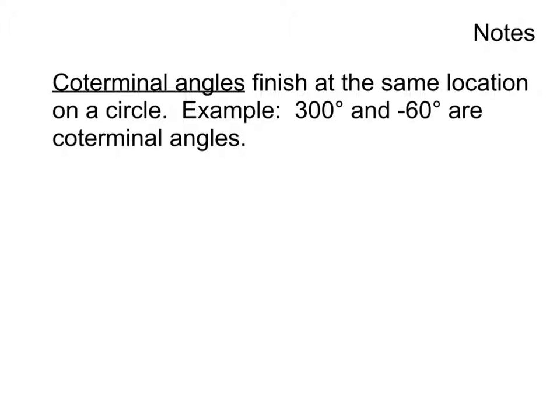And so the idea of coterminal angles is that since they finish at the same location on a circle, it also tells us all sorts of other things. Like I can then figure out, in this example, 300 degrees and negative 60 are coterminal angles, because if you go around counterclockwise 300 degrees, that's the same as going clockwise 60 degrees. You end up at the same place on the circle, which means that the sine of 300 degrees is going to be the same as sine of negative 60 degrees. And the cosine of 300 degrees is the same as the cosine of negative 60 degrees.